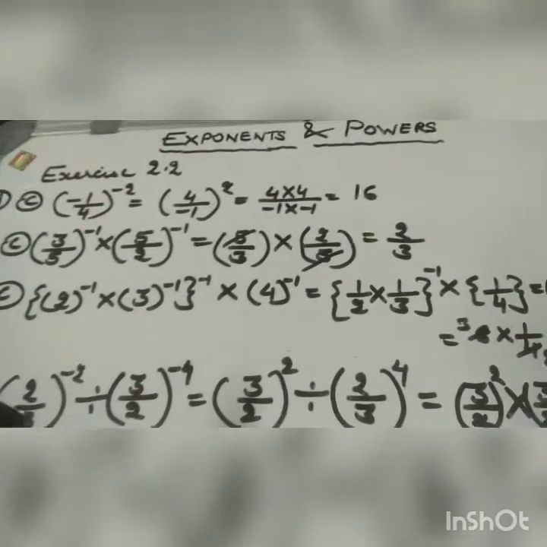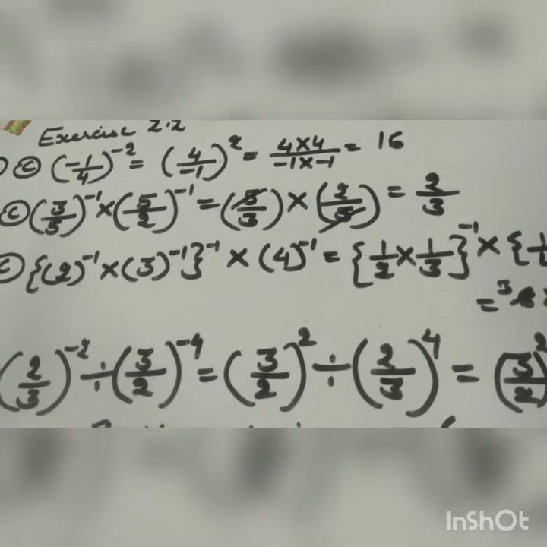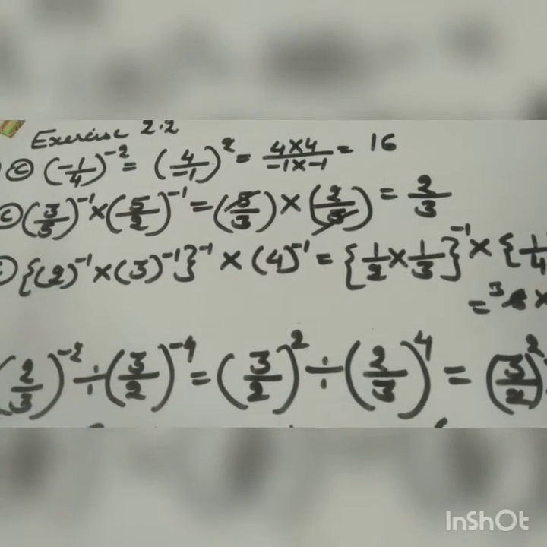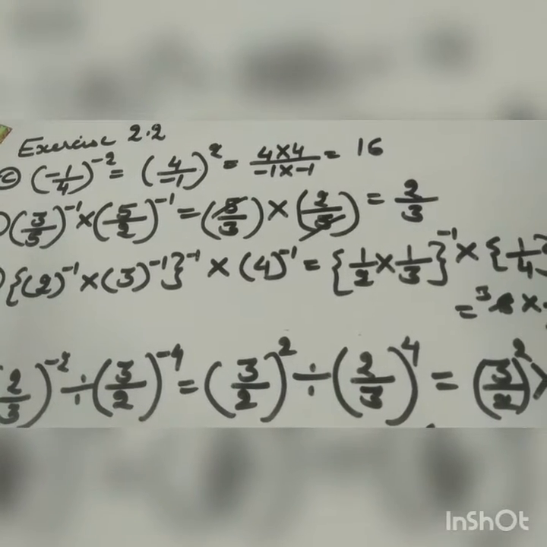Now comes question number 4, B part. Here in this question they have asked you to take the reciprocal of the given number. First thing is we will try to simplify this number: 2 by 3 to the power minus 2 divided by 3 by 2 to the power minus 4. So changing negative power to positive and taking reciprocal side by side is to be done. So it equals 3 by 2 to the power 2 divided by 2 by 3 to the power 4.